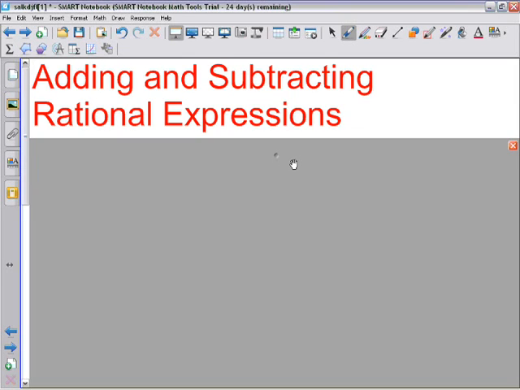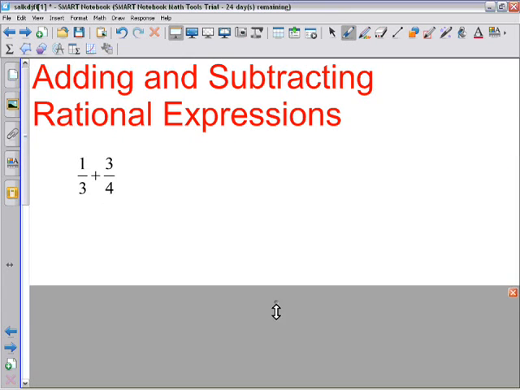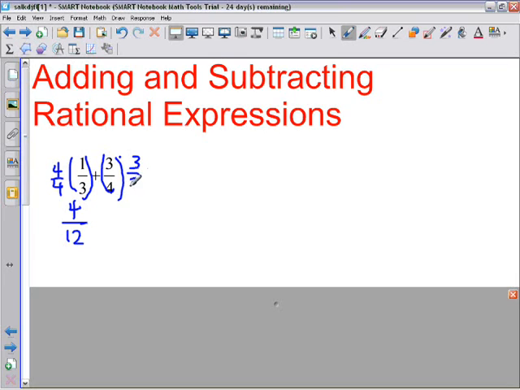Our final topic is adding and subtracting rational expressions. Let's look at the first small problem, 1/3 plus 3/4. The first step is to find a common denominator between the two denominators. A common denominator for 3 and 4 is 12. So you multiply the first fraction by 4 over 4 to get 4 over 12, and you multiply the second fraction by 3 over 3 to get 9 over 12.